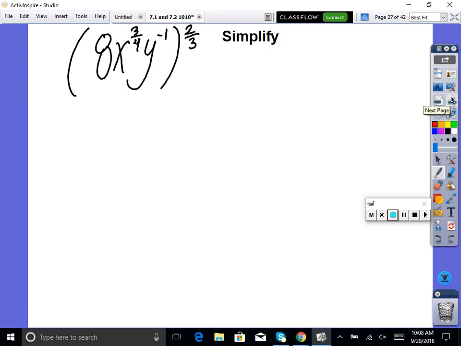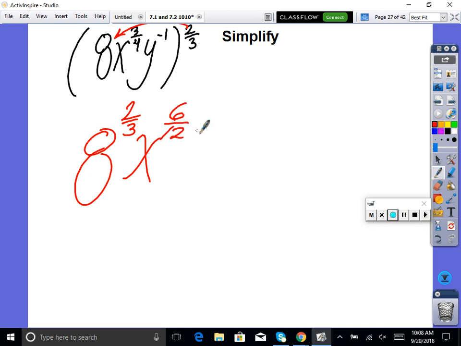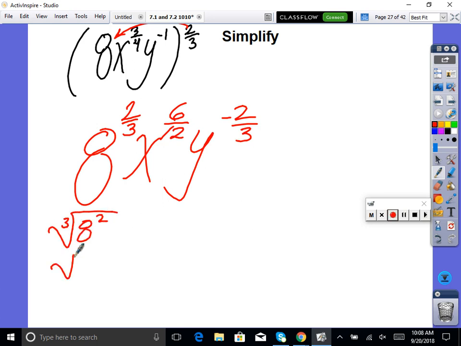Okay, so it says simplify. So we would take, and guess what people do? They times 8 by 2/3. No, it's 8 raised to the 2/3, everybody. Then we have x to the, raise the power to a power, and you multiply. So it looks like I'm going to have a 6/12. Then I'm going to have a y to the -2/3. So start simplifying. This is the cube root of 8 squared. That's the cube root of 64, which is 4, everybody.